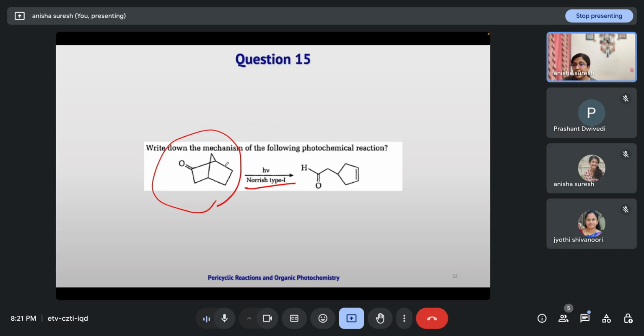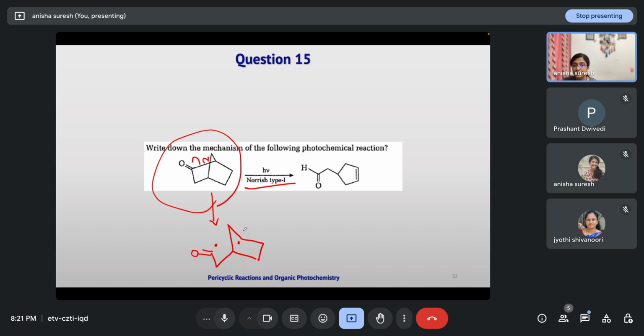So it will be undergoing alpha fragmentation. It will undergo alpha fragmentation at this position, as here it will be giving a secondary radical. If it will undergo here, it will be giving a primary radical, so that will not be stable. So it will undergo alpha fragmentation at this position, leading to formation of a double bond O radical, and here this radical.